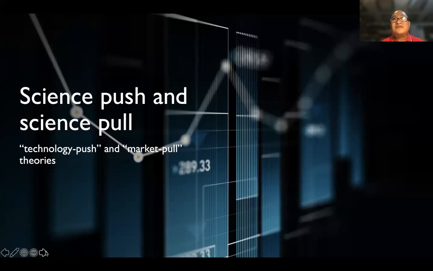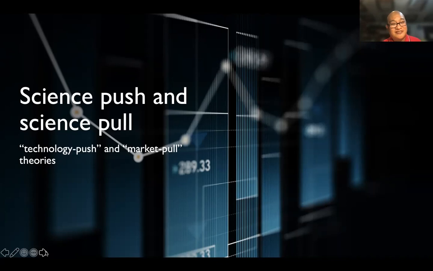So the critical question is, if we use science and technology for development, where or to whom should the benefits of economic advancement go? Now, we can answer that question later on. But now let's take a look at the so-called science push and science pull theories. How would the economy advance with science push and science pull?